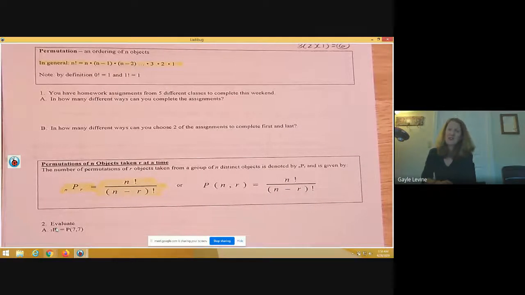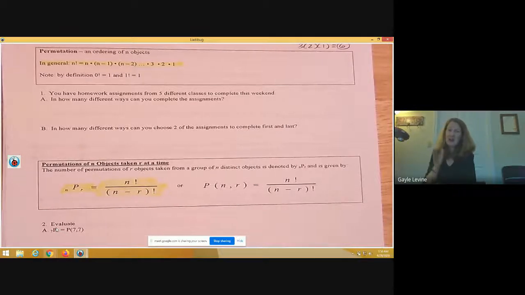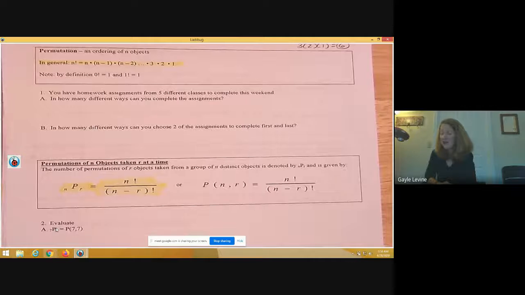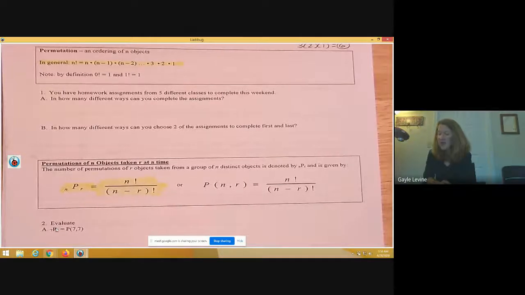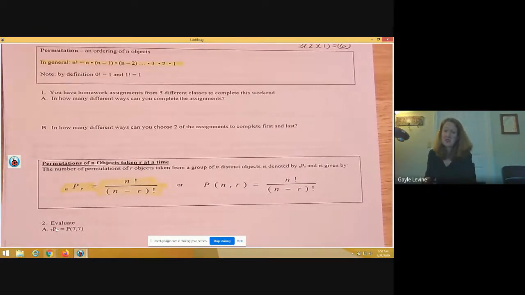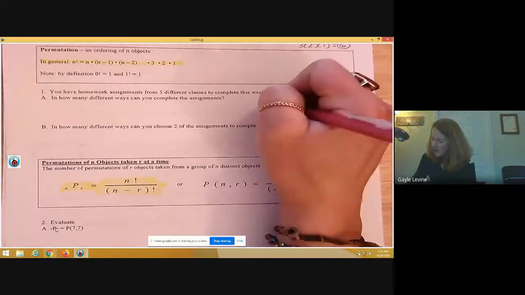Especially now in these distant learning times, you have really gotten to decide when you want to get your schoolwork done during the day versus a typical school day when you have your courses and your exact lineup for when you have them. So this is kind of you doing your distant learning in your own choice. How many different ways can you complete your homework? Well, you're looking at the 5 classes and lining them up, just like I did with the stuffed animals. So here the order matters.